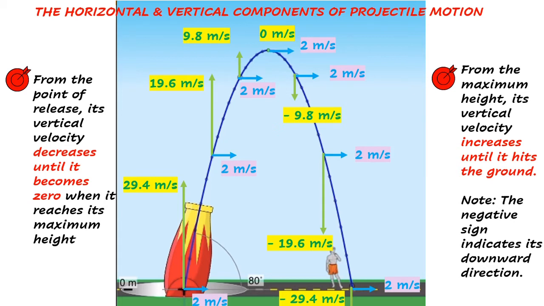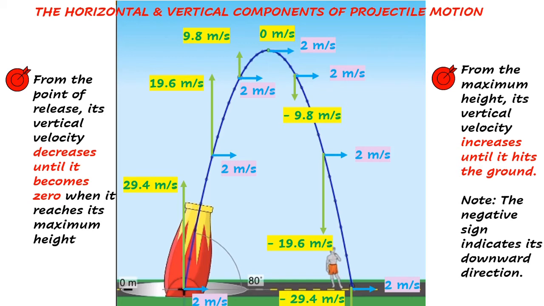However, note that it does not have a zero total velocity at its maximum height, since it still has its horizontal velocity. After that, its vertical velocity increases as it falls in a curved manner. From zero vertical velocity at its maximum height, it becomes negative 9.8 meters per second in the next second, then negative 19.6 meters per second in the next second, and becomes negative 29.4 meters per second at its end point.